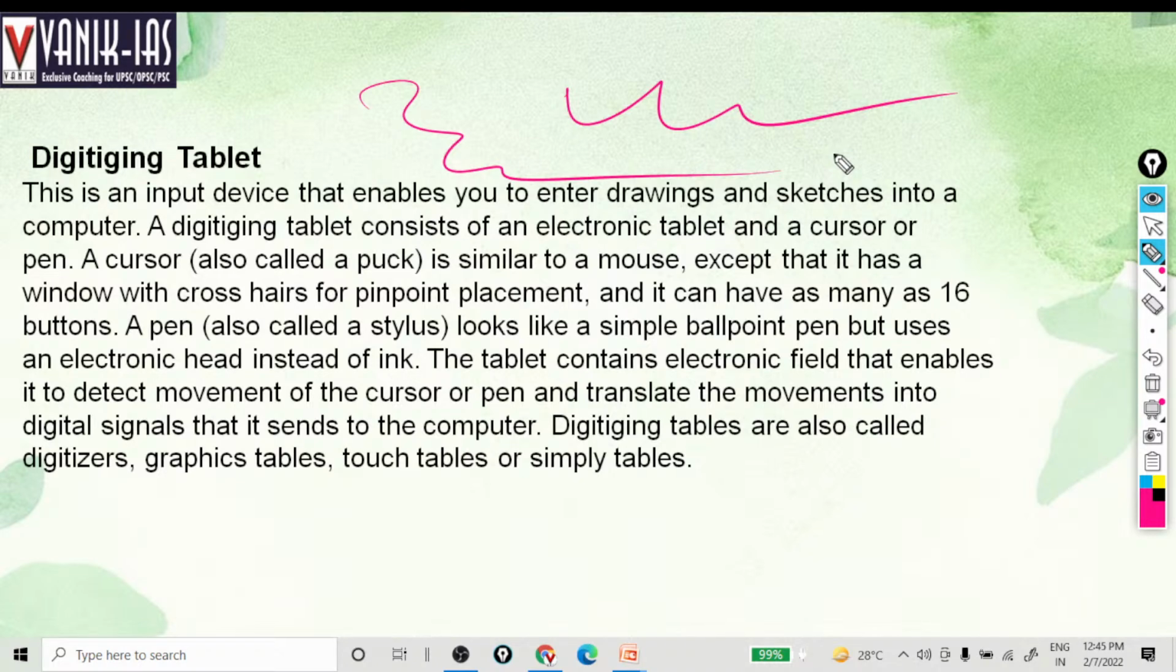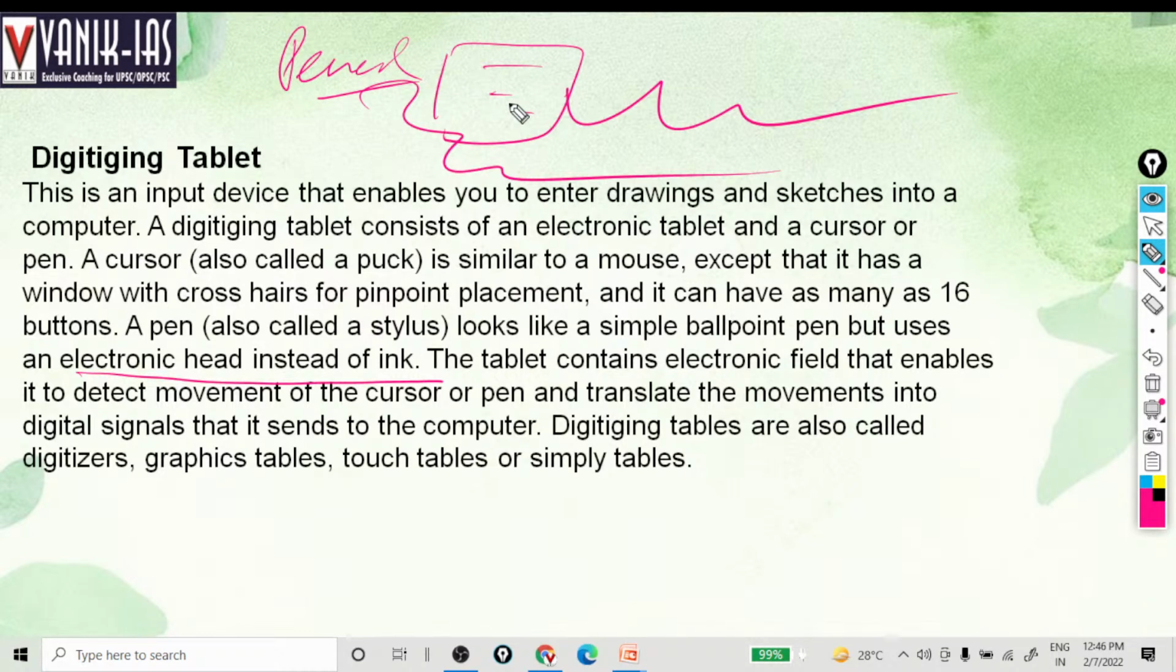Except that it has a window with crosshairs for pinpoint placement. It can have as many as 16 buttons. Yes, there are many buttons in the digitizing tablet, and many shortcuts as well. A pen, also called a stylus, looks like a simple ballpoint pen but uses electronic heads instead of ink. For example, there are electronic pencils also. You can use an electronic pencil over the tablet, and pencil heads are there. It is called a pen tab, and you can input the information.